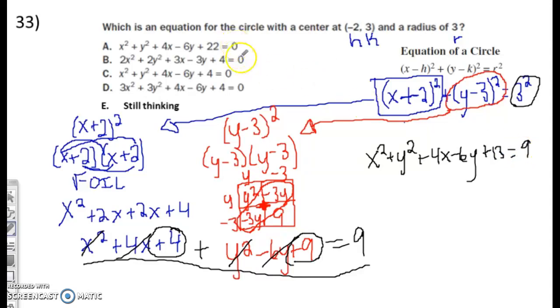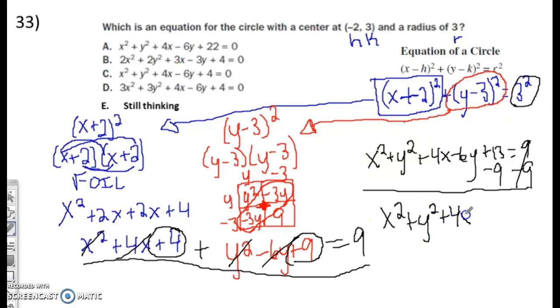And then lastly, if you notice, each of these are equal to 0. In general form, it has to be equal to 0. So I'm going to subtract 9 from each side. So x squared plus y squared plus 4x minus 6y plus 4 equals 0. Whew! Let's see which one that matches. I think it is this one.